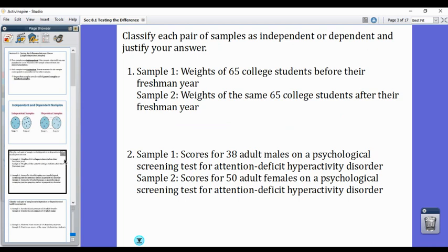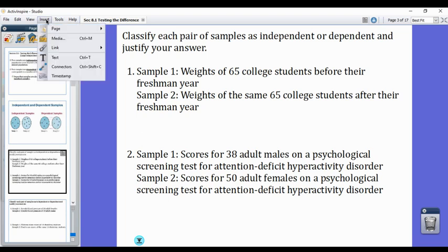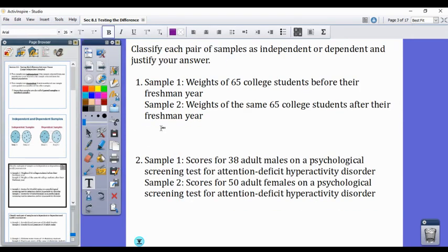Okay, so for these first two examples, we want to classify them as independent or dependent and justify our answer. Sample 1 is the weight of 65 college students before their freshman year, and the second sample is the weight of the same 65 college students after their freshman year. So this one is dependent. And this is dependent because sample 1 matches to sample 2. It's the same person, just weight at a different time.